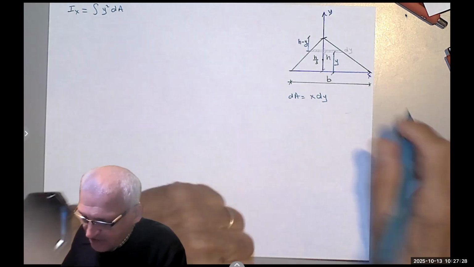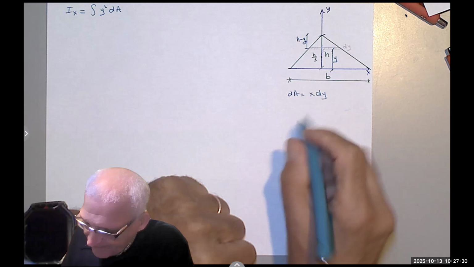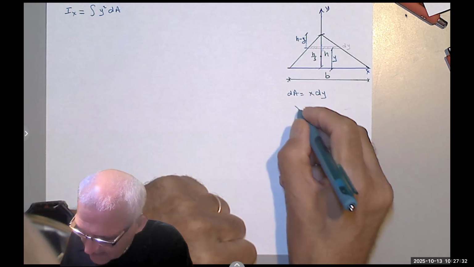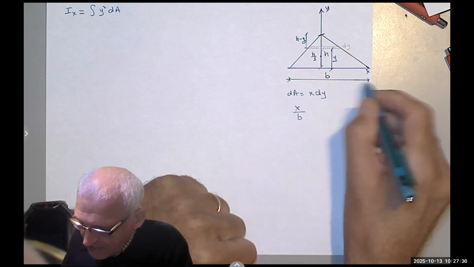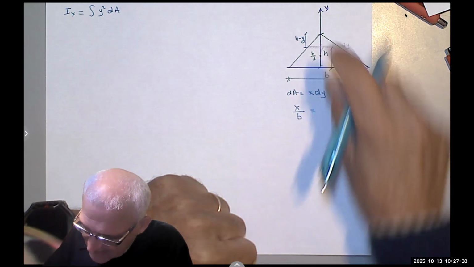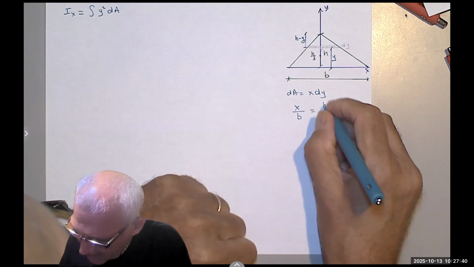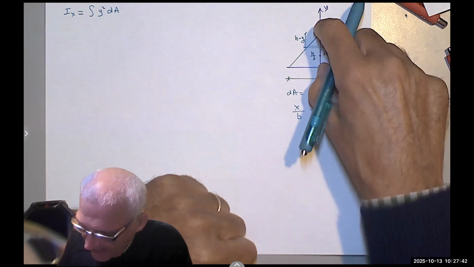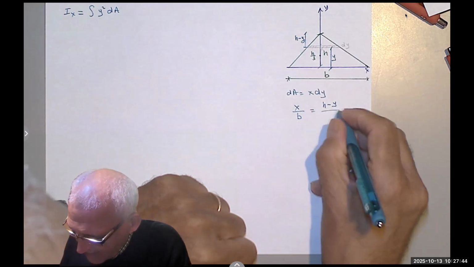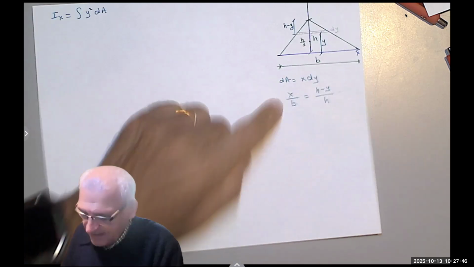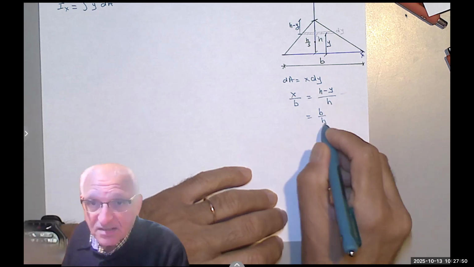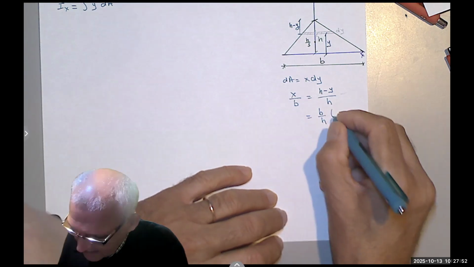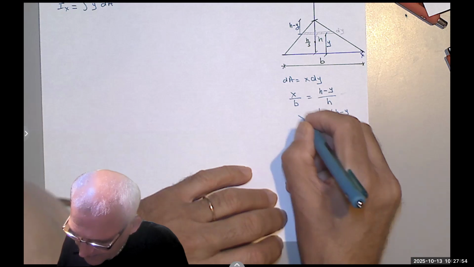But here it's much easier to say that the base x of the small triangle divided by the base B of the large triangle is the same as the height of the small triangle over the total height, or the height of the big triangle. And from here, I can find x to be b over h, which is a constant, remember, times h minus y.